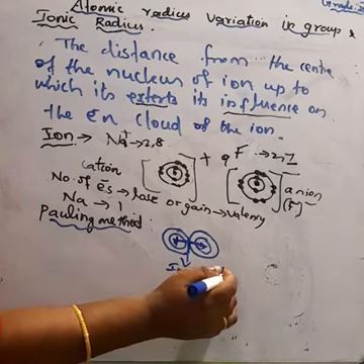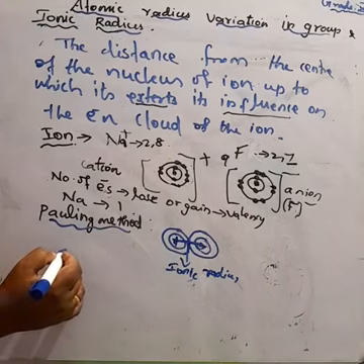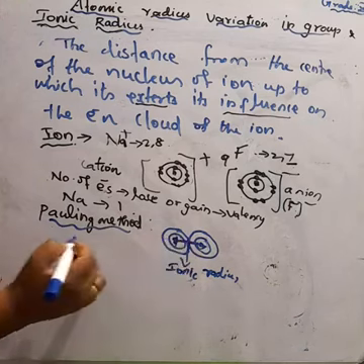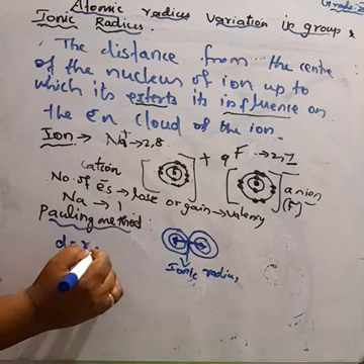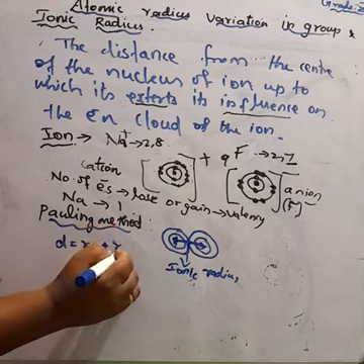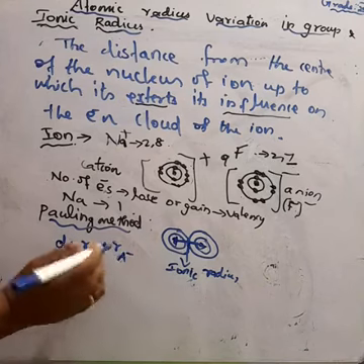So how to calculate the ionic radius? According to the Pauling method, we have one formula, that is D. D means distance. Ionic radius, D is equal to RC plus RA. Okay, what do you mean by C plus? C plus means cation.